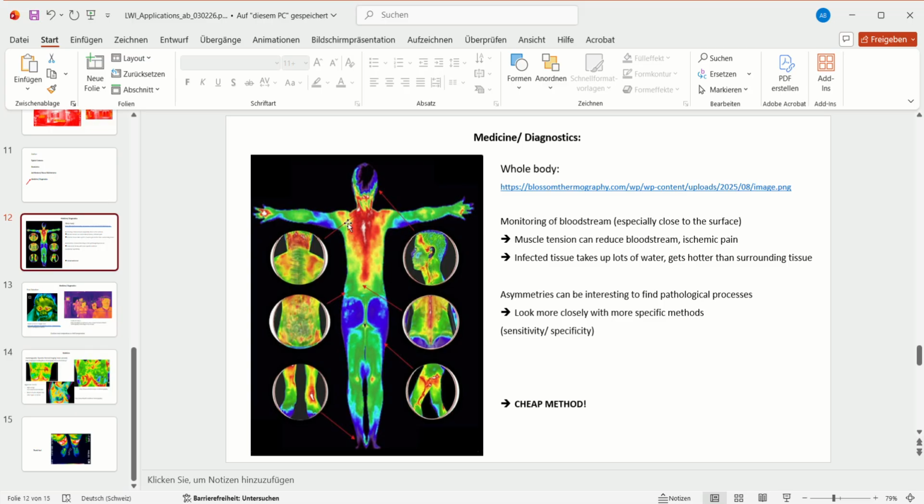Then you can look at asymmetries, and maybe you will see cold spots when, for example, muscles cramp and block the blood circulation. You will see colder spots. You can also see hotter spots. For example, if there's inflammation, lots of blood will go inside and it tends to be hot, which is actually something the body does on purpose to fight off bacteria or viruses.